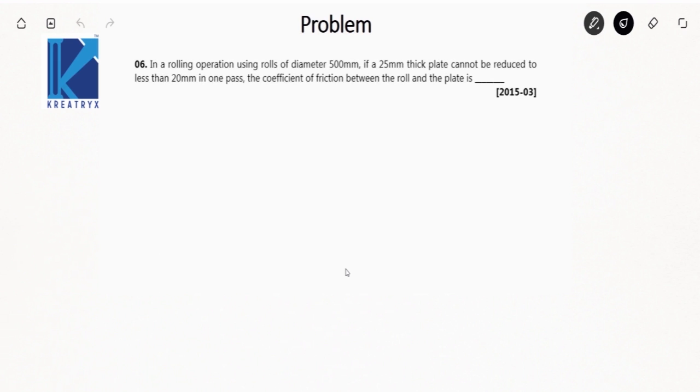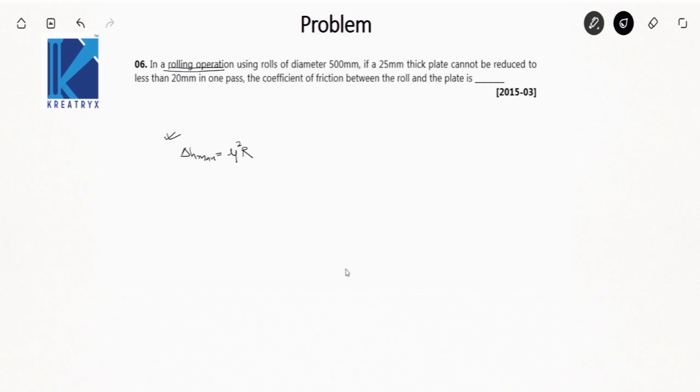Now going to the next question. This is again a question from the rolling operation. We can see that rolling is a very important topic when it comes to the GATE examination. Already 3 questions have been asked from GATE 2014 to 2015 only, from the same topic, rolling, and most of the questions use the same formula, that is delta H maximum is equal to mu square R. So I would suggest that you practice more and more questions based on this concept.